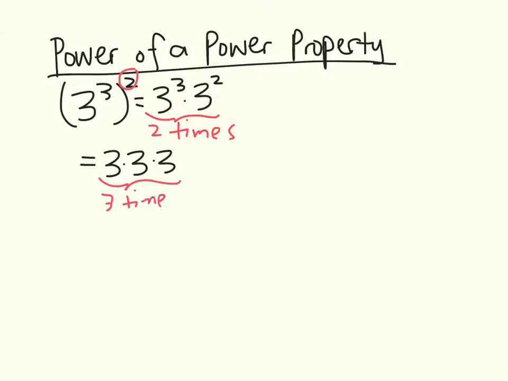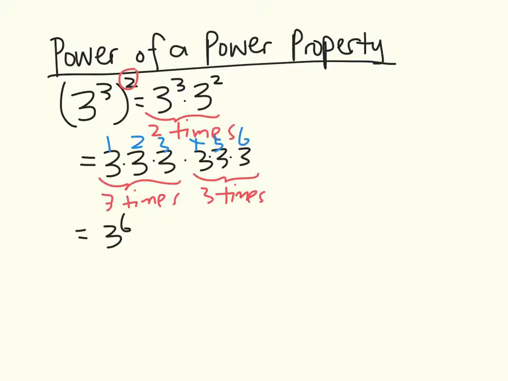And we have 3 multiplied by 3 again, and then this is 3 times. So now if you count, you get 1, 2, 3, 4, 5, 6. So you get 3 to the power of 6.